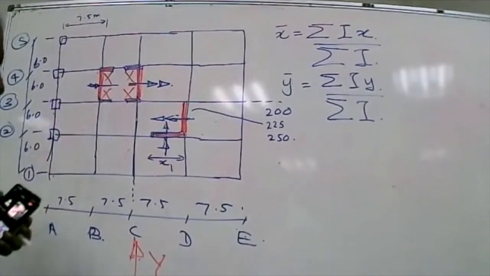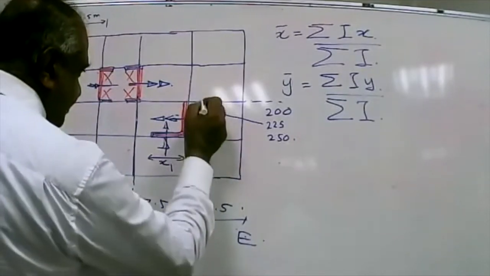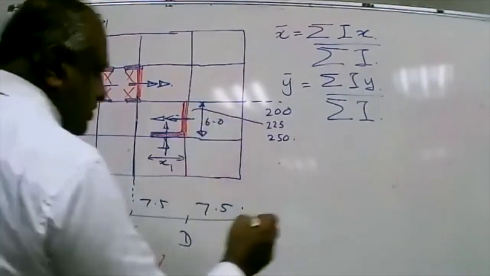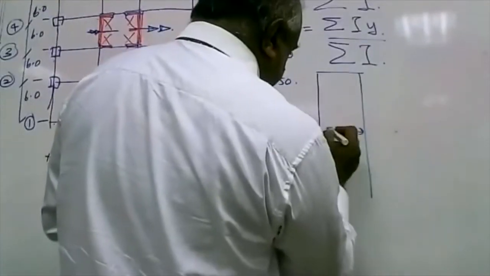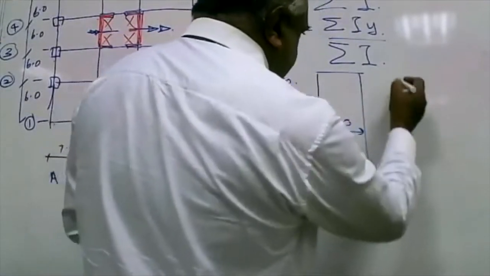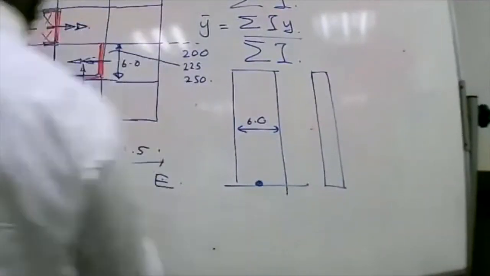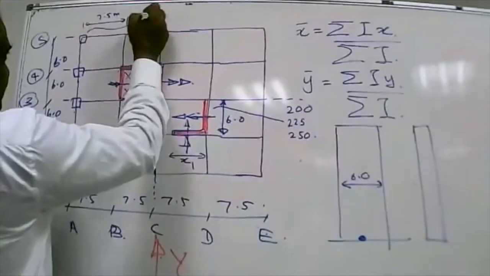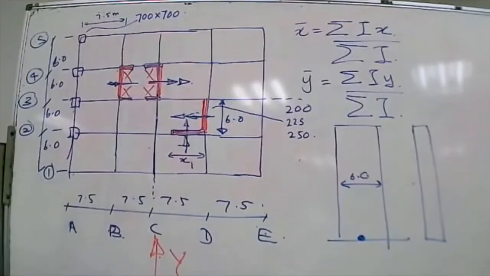So if you take the length of this wall, that is 6 meters. So we have a wall like this, 6 meters of length, bending about an axis like this, and then we have column. Let's say we have selected the column size of 700 millimeter by 700 millimeter. Now, what can we say about 700 by 700 when it comes to earthquake resistance?